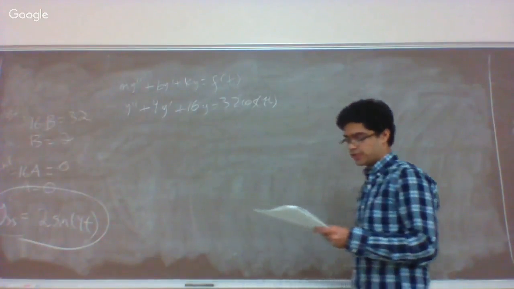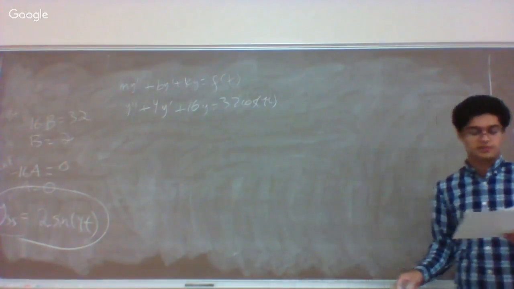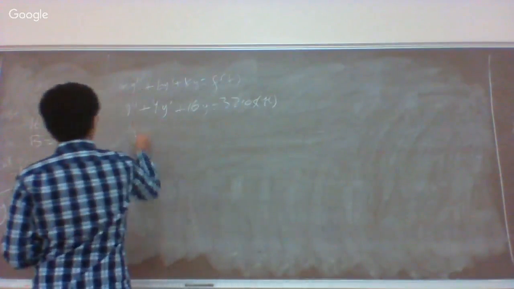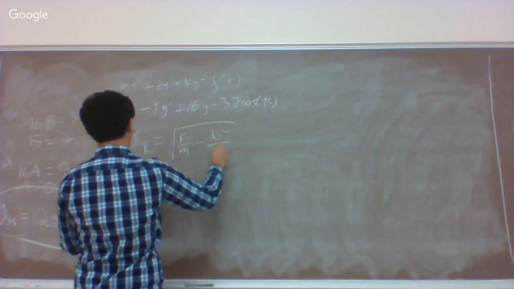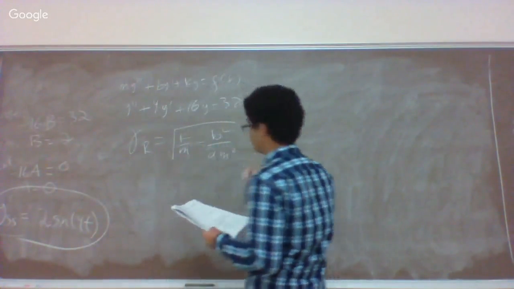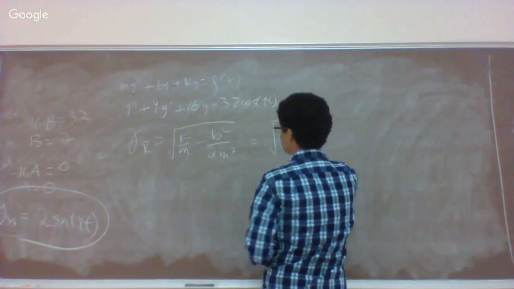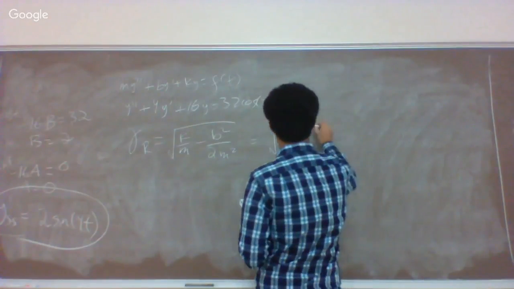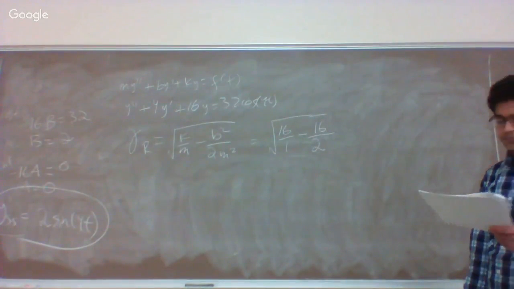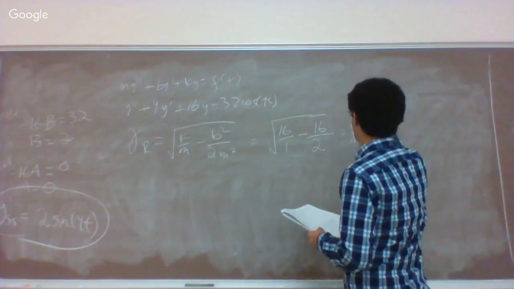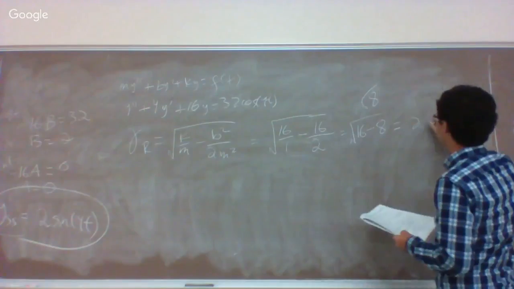So we have to find the resonance. It asks us if the system is at resonance. If not, find a forcing function that would put it at resonance. First we have to find gamma r, and they tell us the equation: the square root of k divided by m minus b over 2m, squared. That's equal to the square root of 16 divided by 1 minus b squared, which is 16 divided by 2, essentially, because m is 1. This is equal to the square root of 16 minus 8, which is the square root of 8, which is 2 square root of 2.